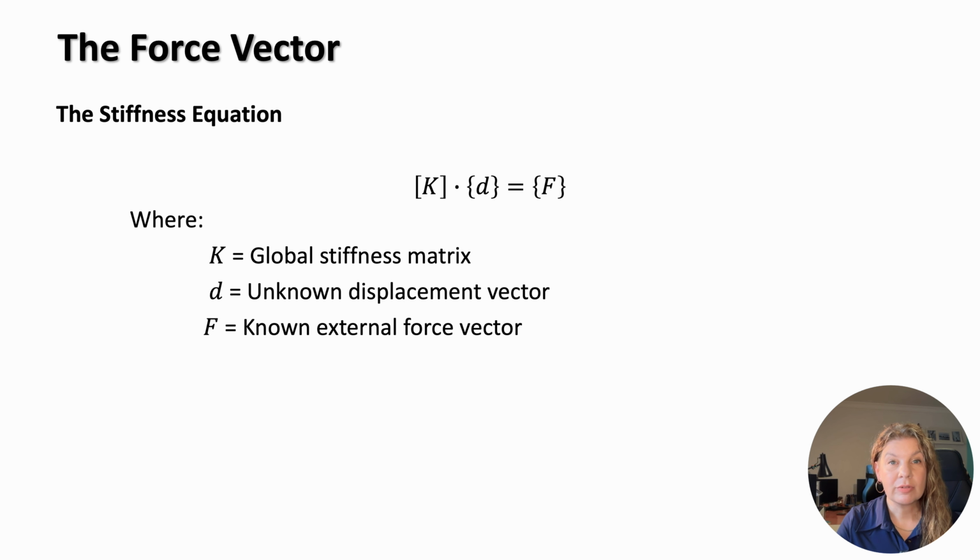The stiffness equation relates stiffness and displacements and forces. We already know how to construct the global stiffness matrix K. We will soon be solving for the displacement vector D, but before that we need the global force vector or load vector F. This vector collects all the external actions applied to the structure and represents them in a way that is consistent with the chosen degrees of freedom. Without this vector, the stiffness equation cannot be solved.